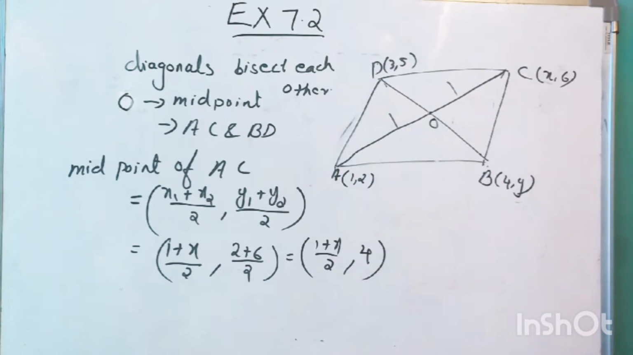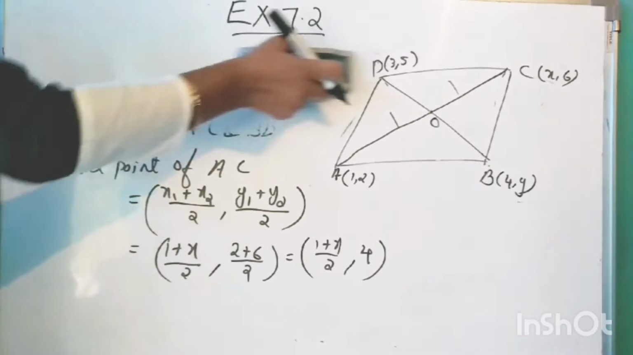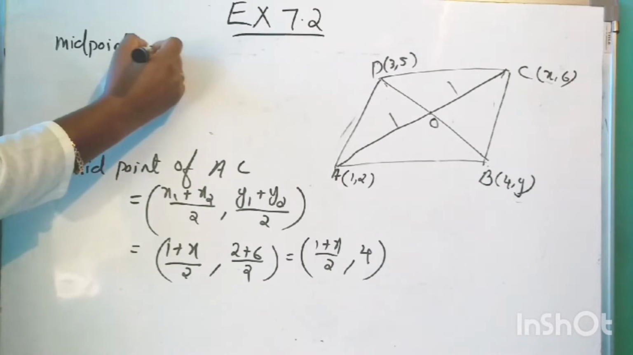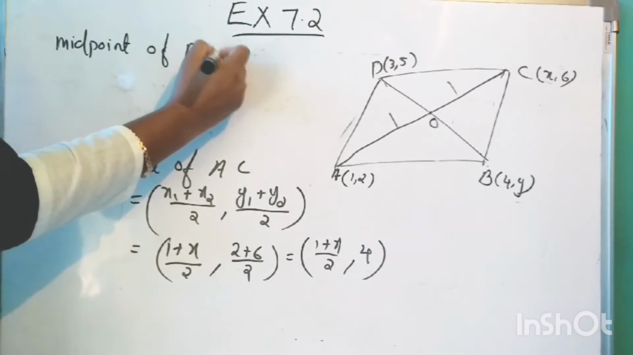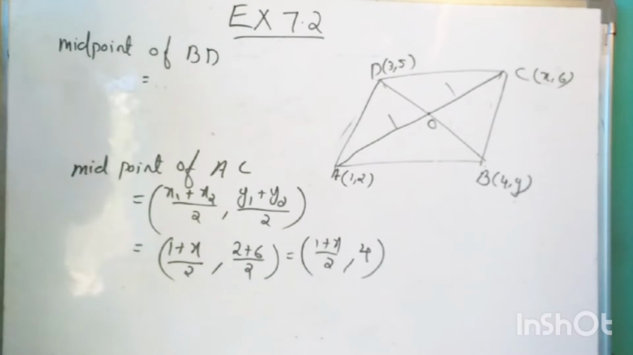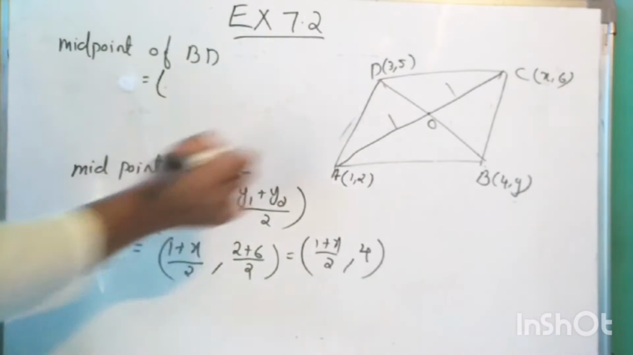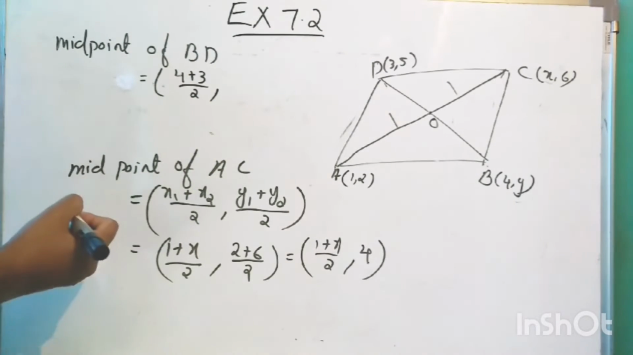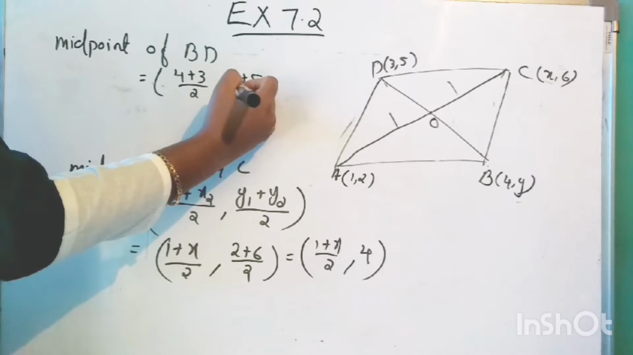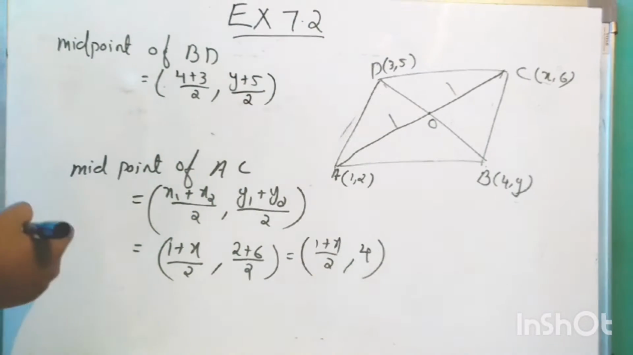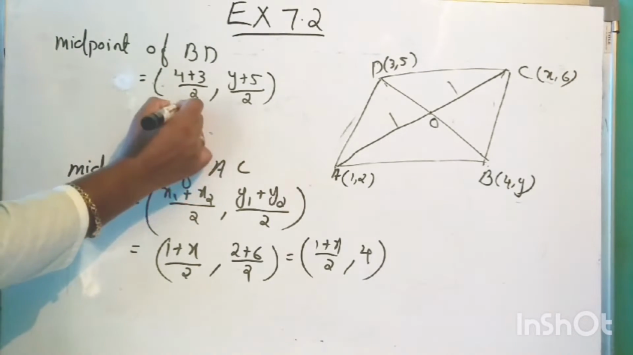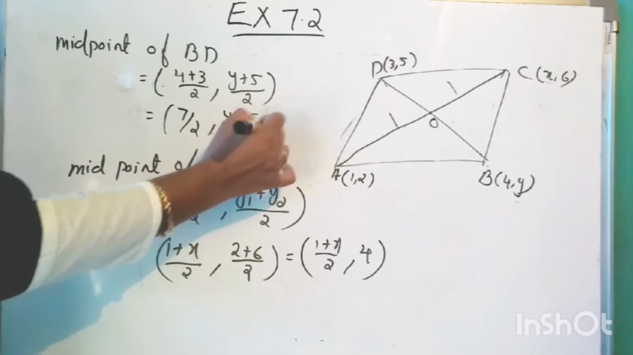Now we need to find the midpoint of BD. Using the same formula, the midpoint of BD is ((4 + 3)/2, (y + 5)/2), that is (7/2, (y + 5)/2).